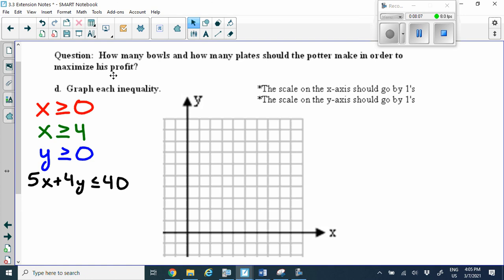So I'm first going to graph the x is greater than or equal to 0. Remember, when we just have x, that means this is going to be a vertical line. And so x is going to be right here when it's greater than or equal to 0. Okay?